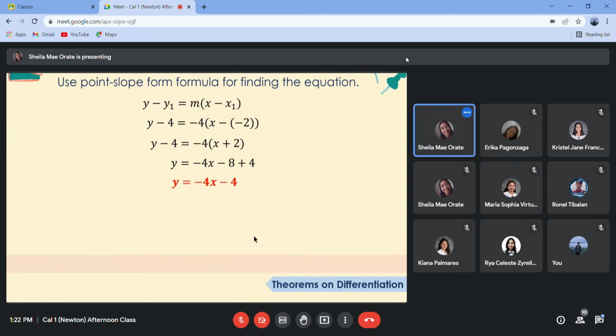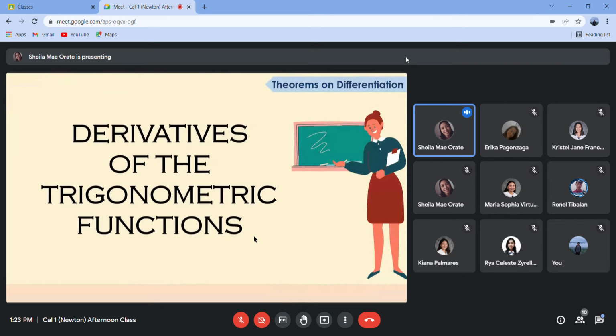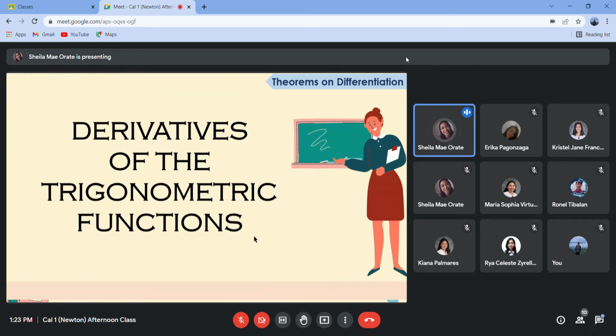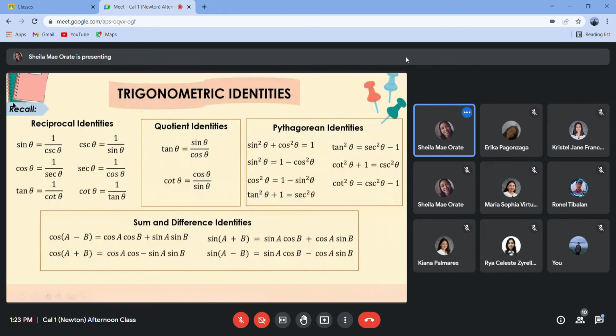Now, we are done with the theorems on differentiation. This time, we are going to tackle the derivatives of the trigonometric functions. So we have here the trigonometric functions. And remember, you have to recall the trigonometric identities. You already discussed this, I don't know in what grade, but the trigonometric identities were already discussed, right?